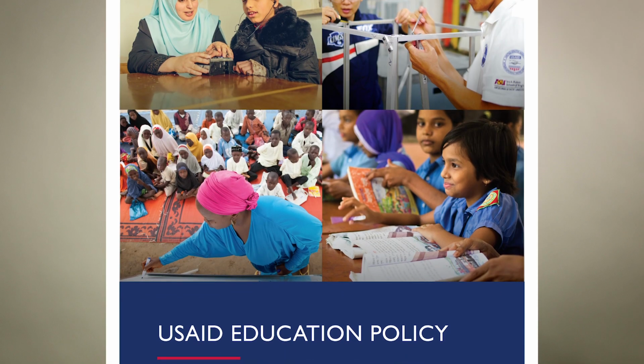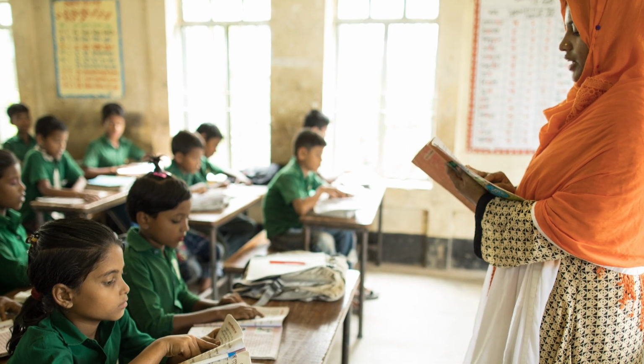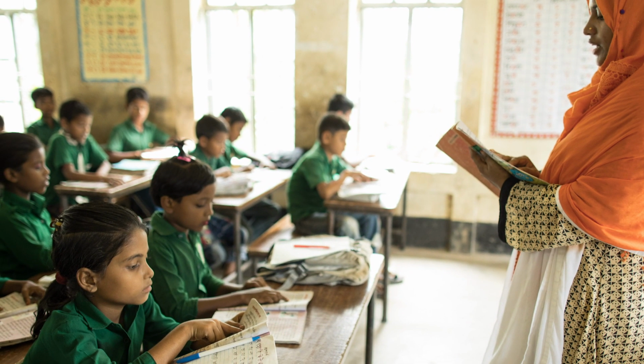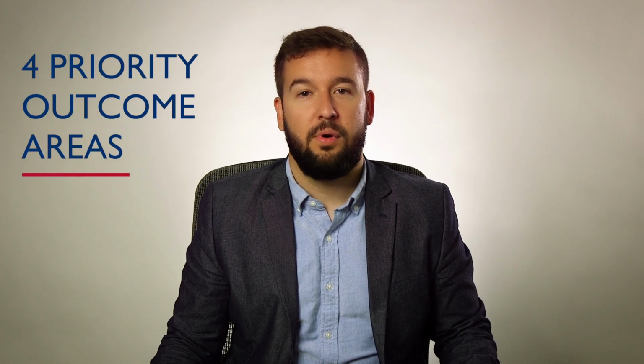Our vision in this policy is a world where partner country education systems enable all children and youth to acquire the education and skills needed to be productive members of society. Building on the progress USAID has made over the last decade to improve learning outcomes at scale, the policy identifies 4 priority outcome areas that USAID education programming should address.